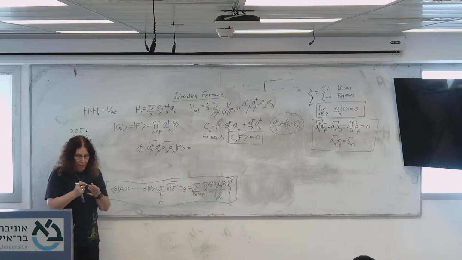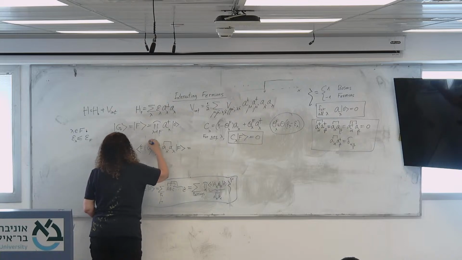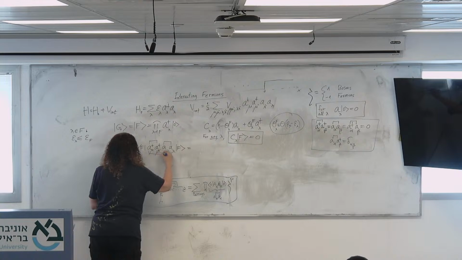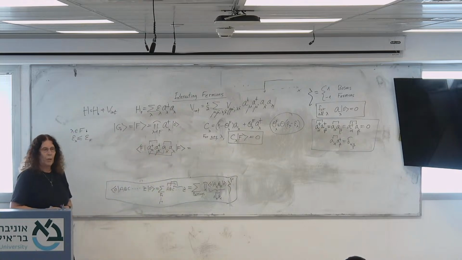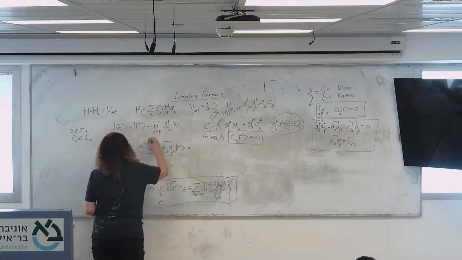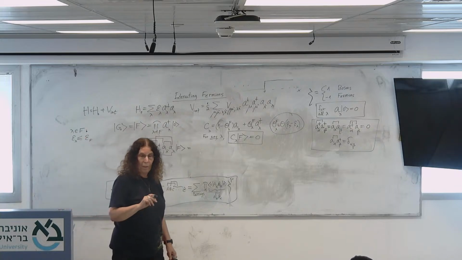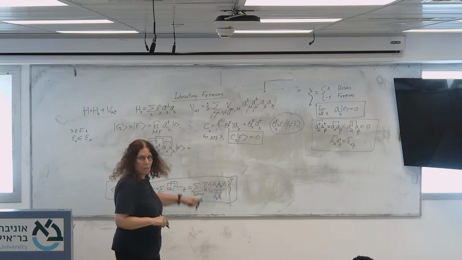Okay. Another option is to do this. Let me write it here, just not to confuse. Okay. And the third option is to pair this with this, and this with this. And notice that when I do it, I have to have a minus sign because these are fermions.